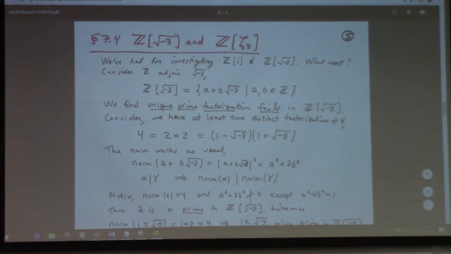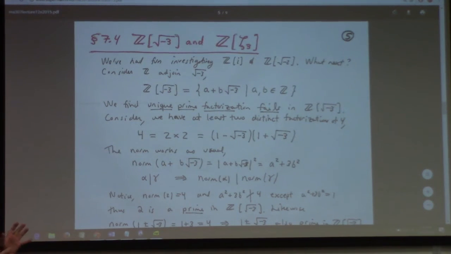So the units in Z adjoin the square root of minus 3 are plus or minus 1. So it's fairly obvious that 2 and these numbers over here are not associates, right? So here are 2 inequivalent prime factorizations of 4. So there you go. And you see that's going to put a wrinkle in that calculation we just looked at for Euler, right?